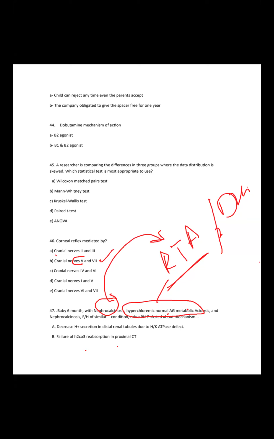It is because of type 1. Okay, so decreased hydrogen secretion in the renal tubule, not type 2. No, it's not type 2. I think it's type 1, because in type 2 you can acidify the urine. Okay, you can acidify the urine.